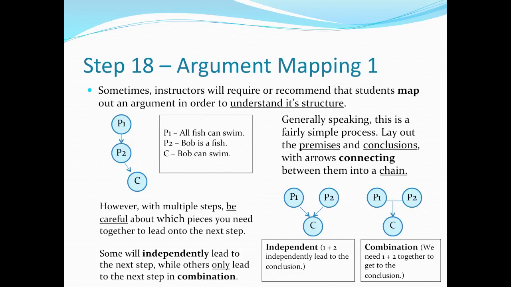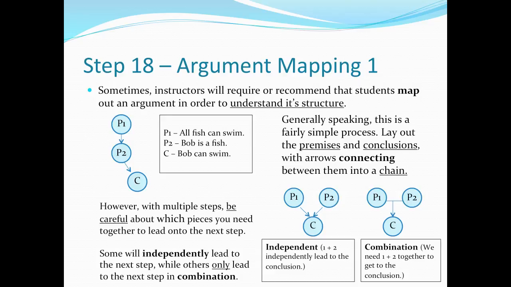Step 18. Argument Mapping 1. Sometimes, instructors will require or recommend that students map out an argument in order to understand its structure. Generally speaking, this is a fairly simple process. Lay out the premises and conclusions, with arrows connecting between them into a chain. E.g., premise 1, all fish can swim. Premise 2, Bob is a fish. Conclusion, Bob can swim.